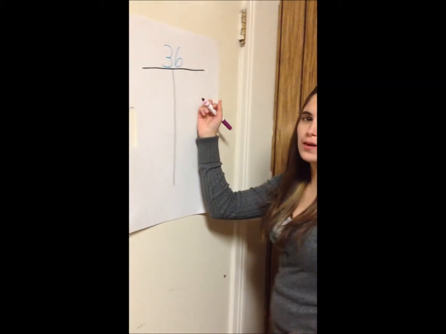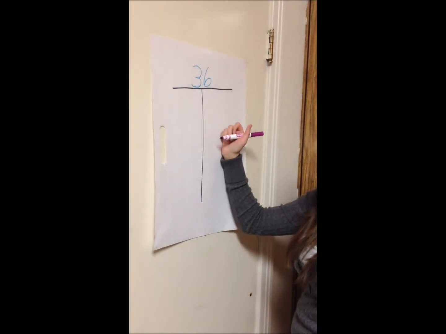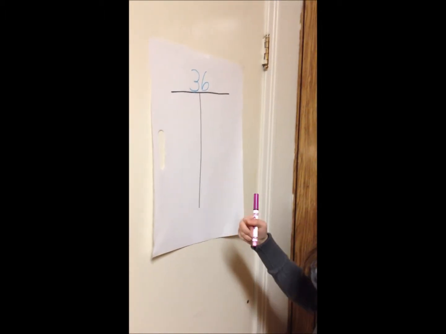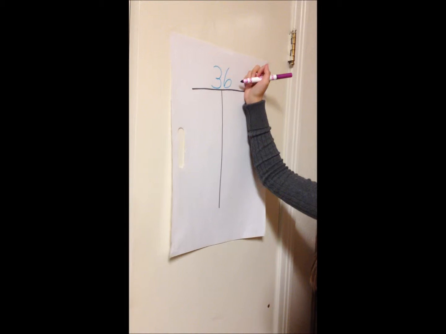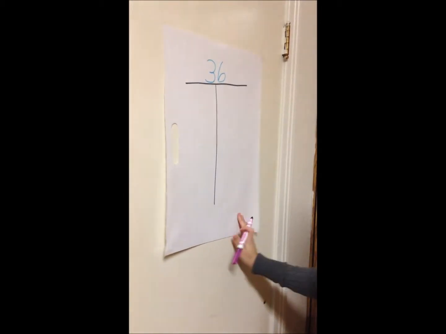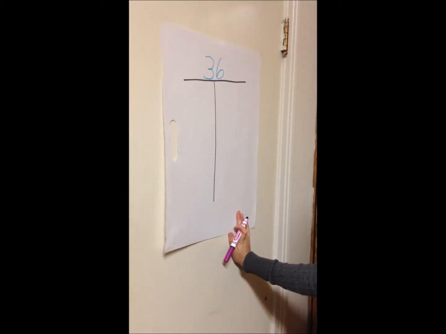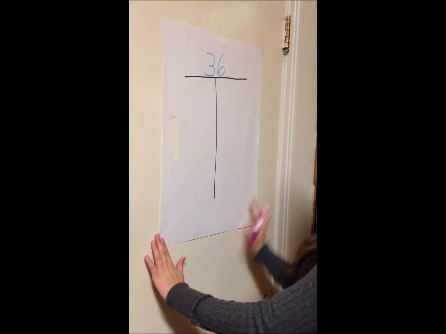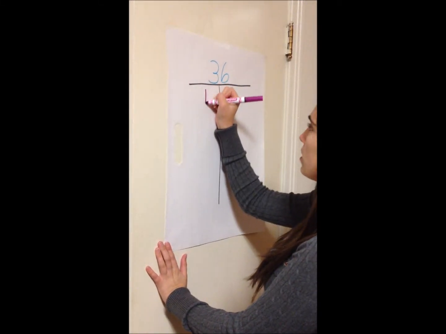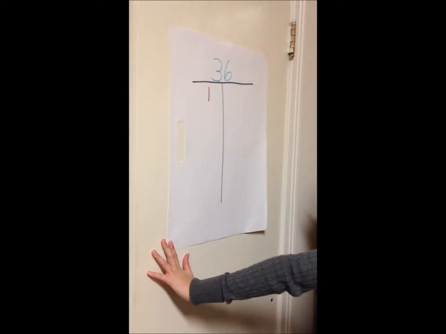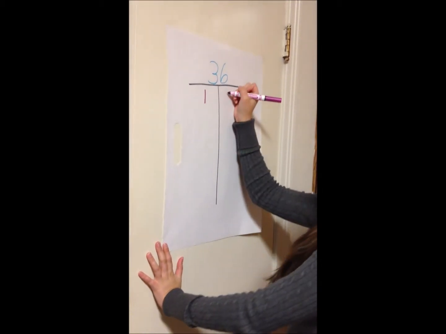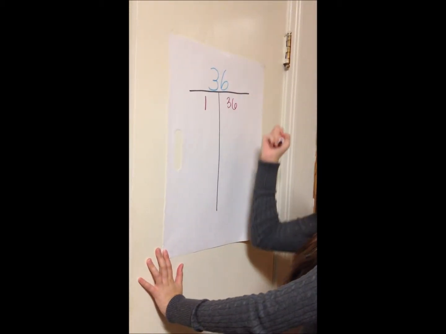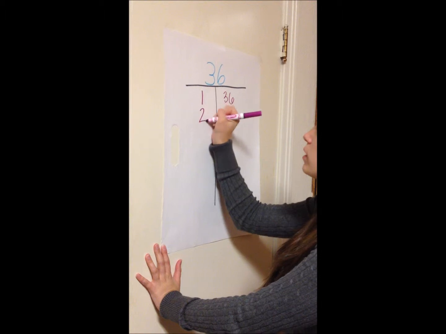Okay, now that we've seen some examples of both models, let's work through some together. So get out some paper and follow along with me. Okay, let's draw our T-chart. And we're going to factor 36 this time, so write 36 at the top. Okay, now let's write our 1. 1 times what is 36? We know that's 36.